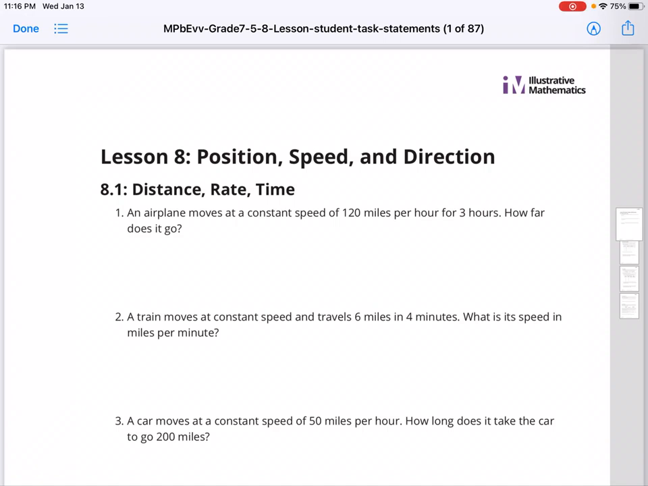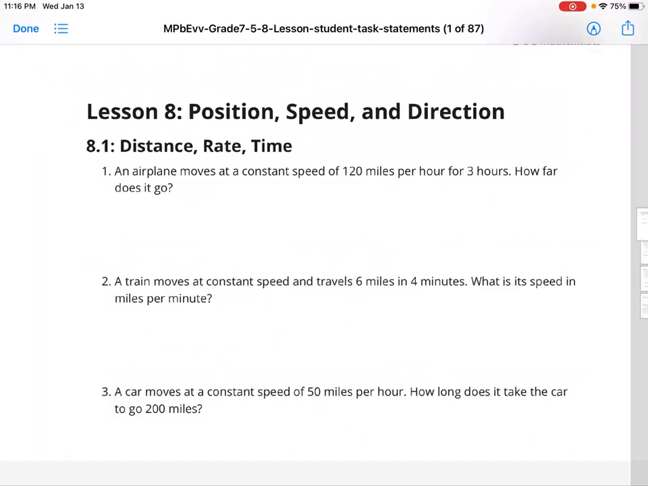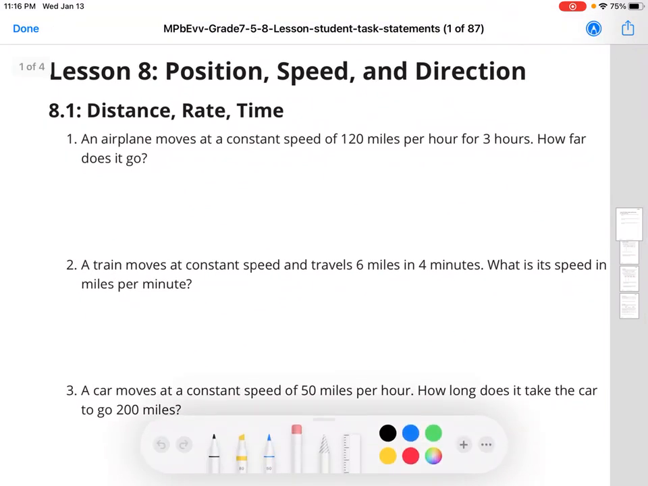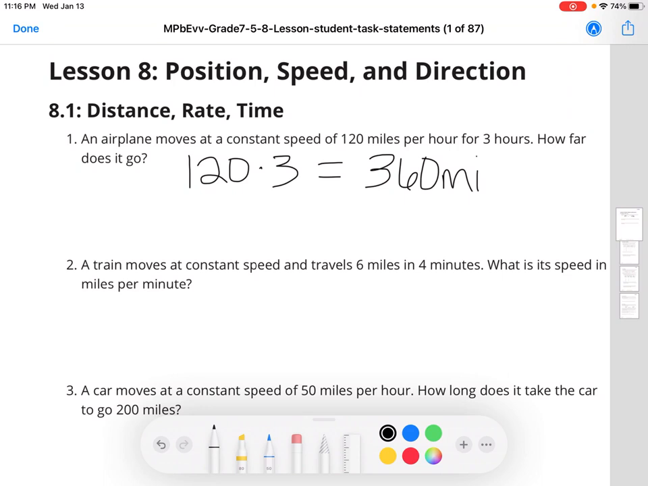Unit 5, Lesson 8. This lesson works with position, speed, and direction. So number 1, working with distance, rate, and time. It says an airplane moves at a constant speed of 120 miles per hour for 3 hours. How far does it go? Okay, so I know if it's moving at 120 miles per hour and it travels for 3 hours, then I can multiply 120 times 3, so that's 360 miles.